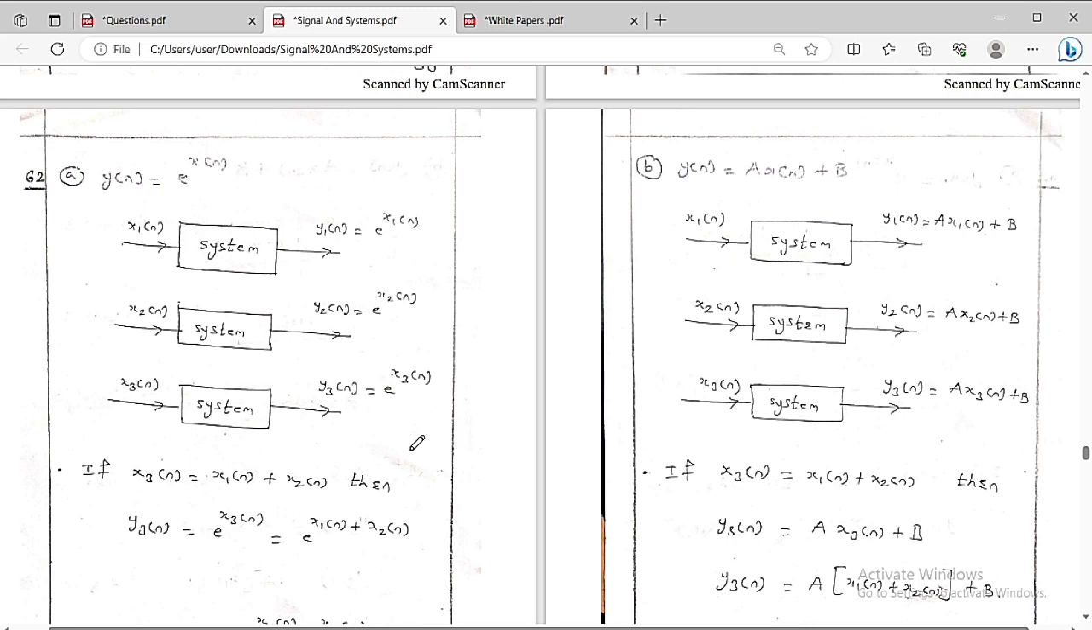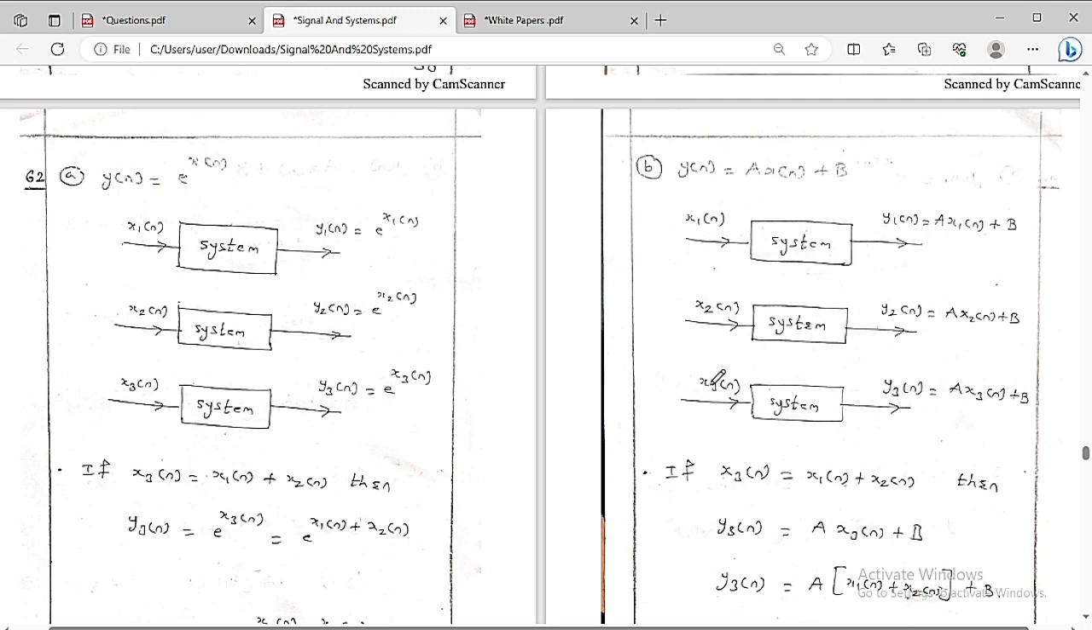So let's go for system B. What they have given is y of n is equal to a into x of n plus b. So the input and output relation of the system is: input is x of n and output is y of n, which is y of n is equal to a into x of n plus b. For the system, if the input is x1 of n, then the output I am going to get is y1 of n is equal to a into x1 of n plus b. For the same system, if the input is x2 of n, the output is y2 of n is equal to a into x2 of n plus b. For the same system, if the input is x3 of n, the output is y3 of n is equal to a into x3 of n plus b.